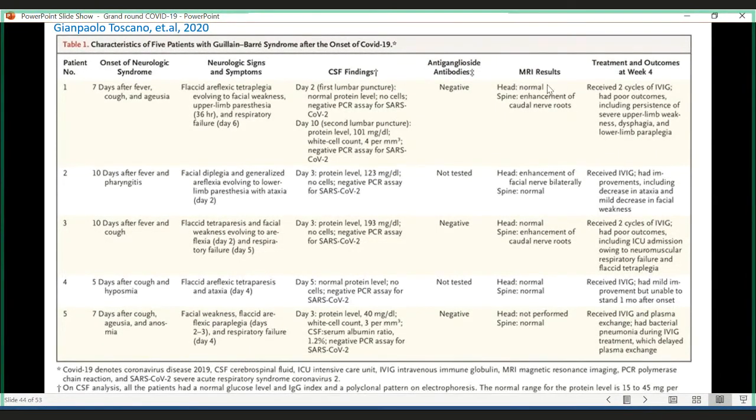MRI usually showed the typical enhancement of the cauda equina and nerve roots. And the outcome after 1 month: despite treating the patients with at least 2 cycles of IVIG, and 1 patient also received plasma exchange, unfortunately the motor symptoms did not improve, and the diagnosis of GBS was no longer the right answer, and so they developed either subacute GBS or CIDP.